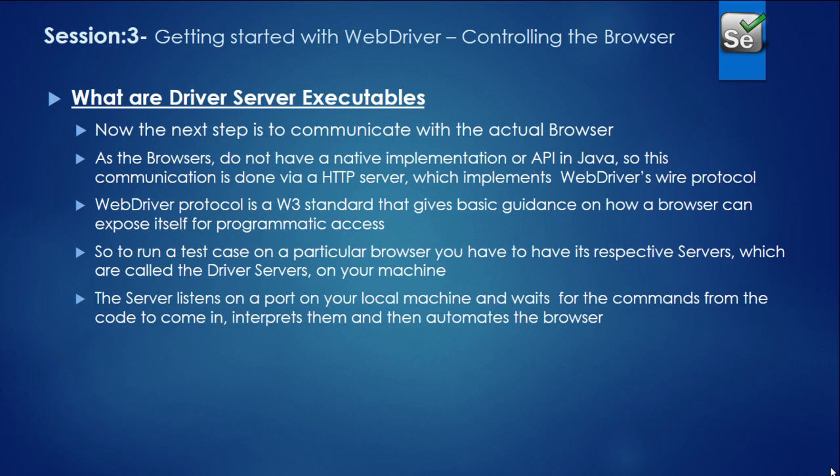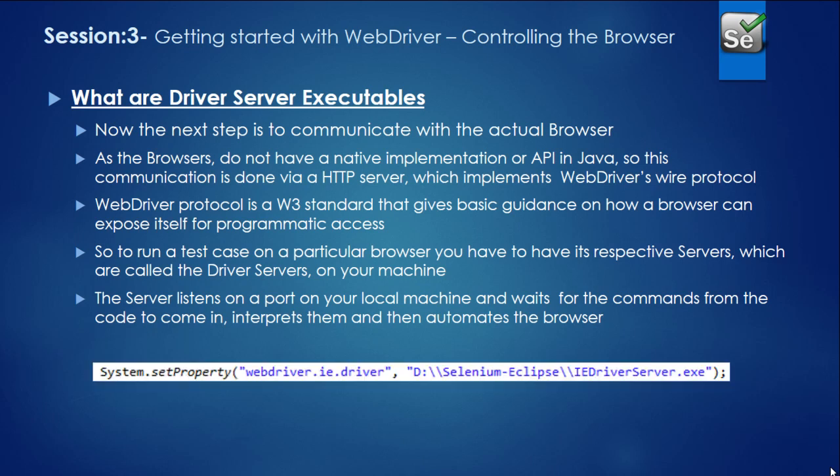So to run a test on a particular browser, you must have its respective servers, which are called the driver servers, on your machine. Without the server running on your system, you won't be able to communicate with the browser. The Internet Explorer driver and the Chrome driver executables, which we had downloaded earlier and referenced in our code, are these driver servers. They are the HTTP servers which implement the WebDriver protocol for their respective browsers.